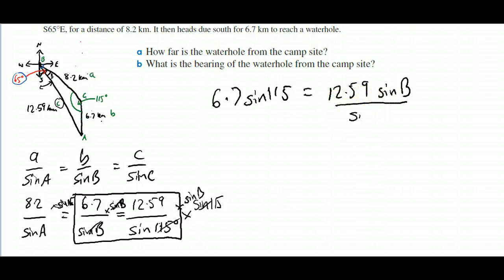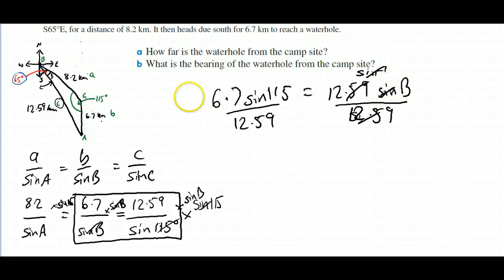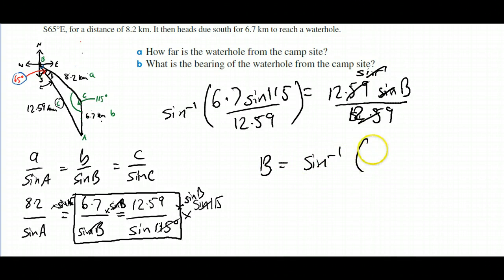Okay, we're trying to get B on its own, so we've got to get rid of that 12.59 there. They cancel out. 12.59 goes over the other side now. And lastly, we've got to get rid of this sine here by doing inverse sine. That cancels out the sine. Do the same thing over the other side. So finally, B is going to equal inverse sine of 6.7 sine 115 divided by 12.59.